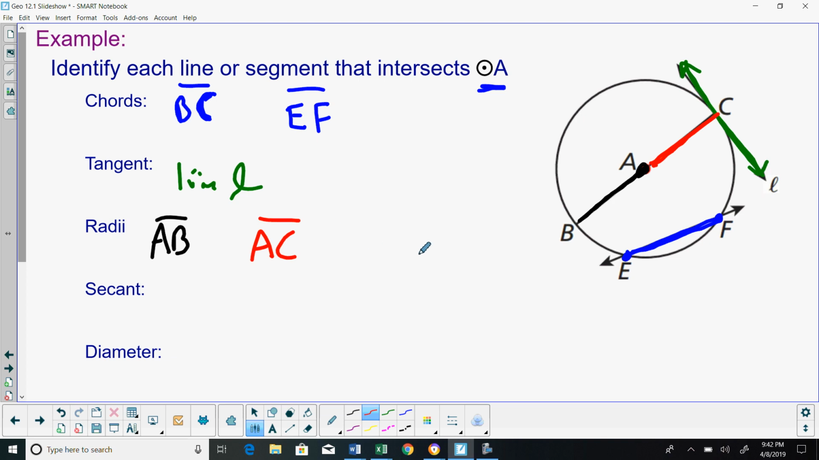How about a secant? Well, remember, a secant is a line. So if I want a line that goes through 2 or more points, then I would talk about line EF. Right, so there's line EF. I need the line symbol over the top. And how about a diameter? Well, a diameter is actually a chord that goes through the center of the circle. So I think we could say that segment BC is a diameter because it's a chord that goes through the center of the circle.